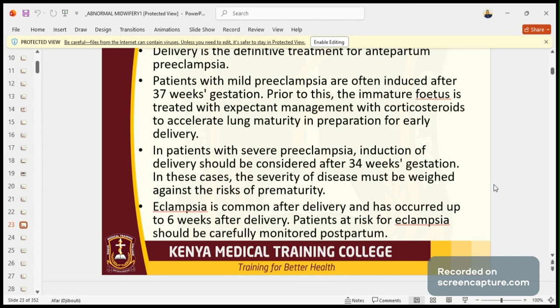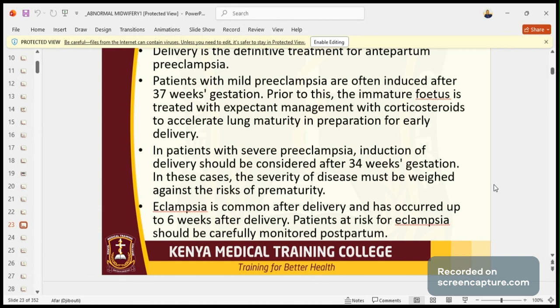Delivery is the definitive treatment for antepartum preeclampsia. Patients with mild preeclampsia are often induced after 37 weeks gestation. Prior to this, an immature fetus is treated with expectant management with corticosteroid to accelerate lung maturity in preparation for early delivery. Dexamethasone is the corticosteroid used in this case. In patients with severe preeclampsia, induction of delivery should be considered after 34 weeks gestation. In this case, the severity of disease must be weighed against the risk of prematurity.